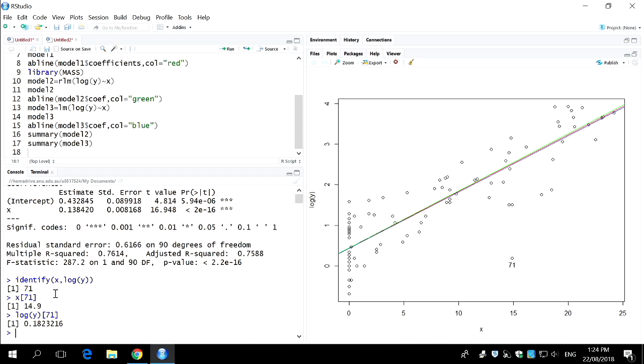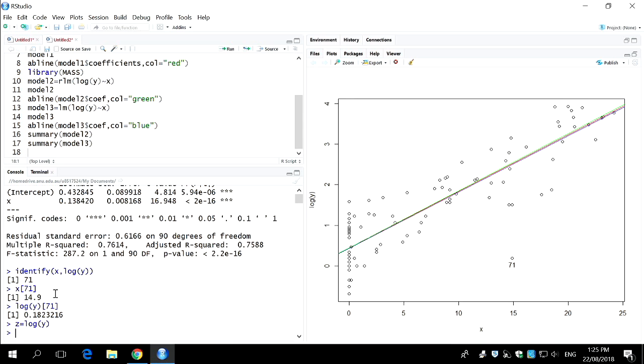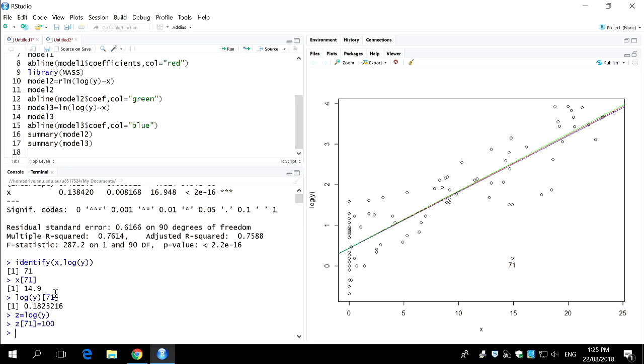All right, so what I'm going to do is change that rat. First thing I'm going to do is create a variable z, which is log y, because it's going to be easiest to do it for that. Here's what I'm going to do. I think that rat had an incorrect y value. Let's give it a y value that's different and see what happens. So I'm going to go z71 equals, and I can't make it too much lower because that's the hormone level. We're going to flip it to the other side and make it a lot higher. So z71 is 100. Now, does that make any sense?